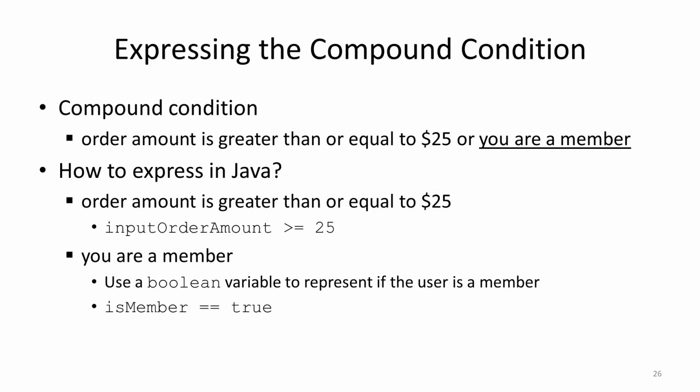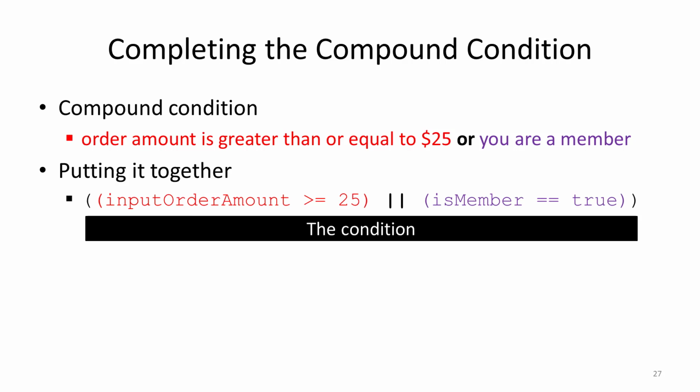This also means that at some point, the program needs to ask the user if they are a member or not, get the response, and then translate it to either a true or false. But for now, we're just logically thinking this through. We have a compound condition made up of two criteria. We can express the first criteria, and we can express the second criteria. Now, to put them together, we are going to use that Boolean OR with the double pipes. So putting it together, it's going to look like this.